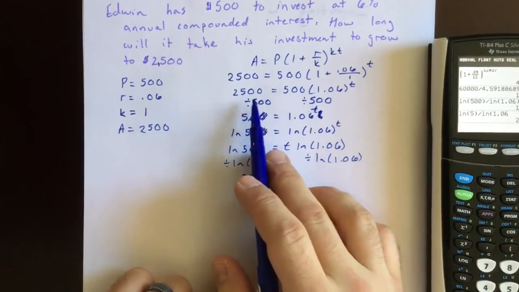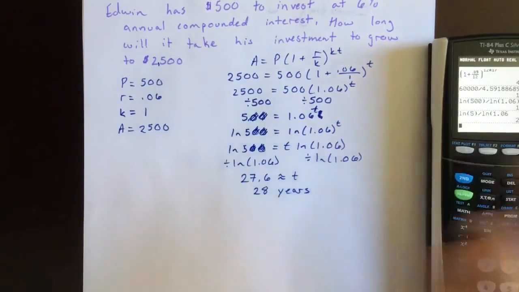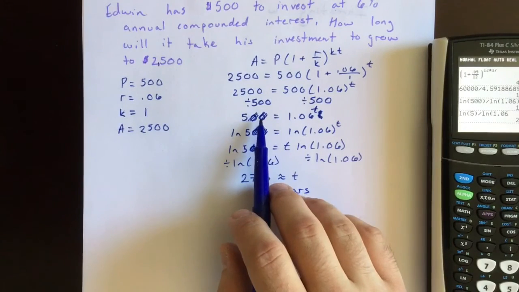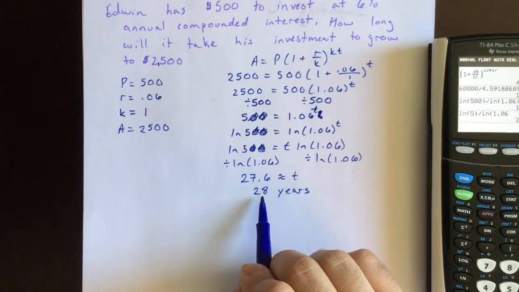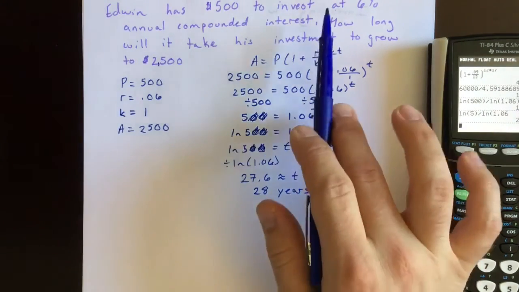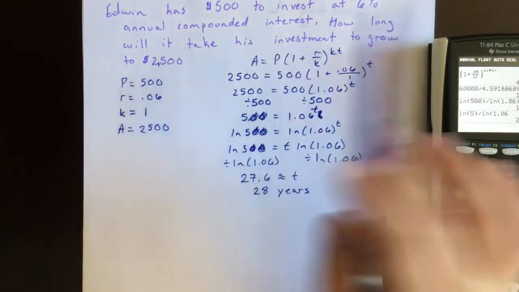So I made a quick assumption. I have my notes right beside me, but going back and fixing this, it made our answer much more realistic. So we have 28. After 28 years, Edwin has his desired amount.